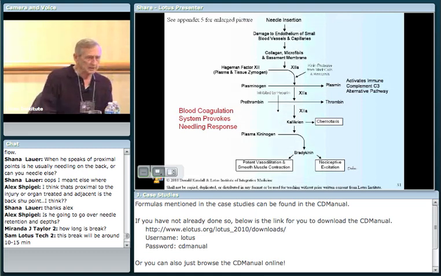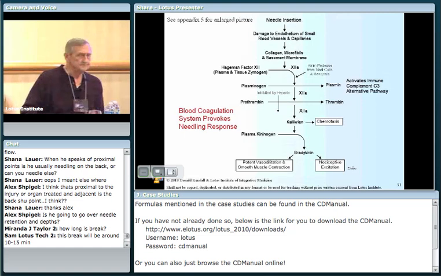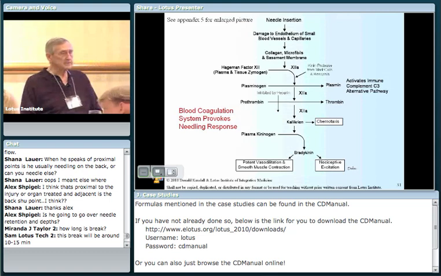Always balance between clotting for vessel repair and maintaining solubility. Balance of clotting versus hemorrhaging. Needle damage products activate Hageman factor, I mentioned this earlier, from 12 to 12A, meaning activated.